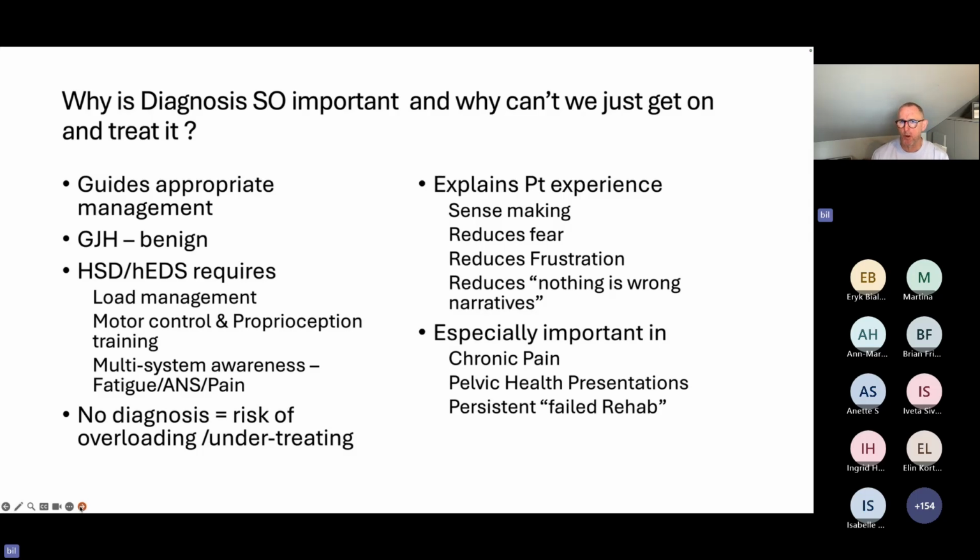They're often quite fearful. They often don't understand why they've had multiple symptoms. They often feel a bit confused because no one's given them a diagnosis. They've often been passed from pillar to post. They're often very frustrated. They've often been given the narrative that there's nothing wrong, and that really they might be a bit bendy, but other than that, they're quite well, and nothing really to be done for them. And I think this is especially important in pelvic health presentations and also persistent failed rehab patients who have gone from one physiotherapist to the other without improvement.